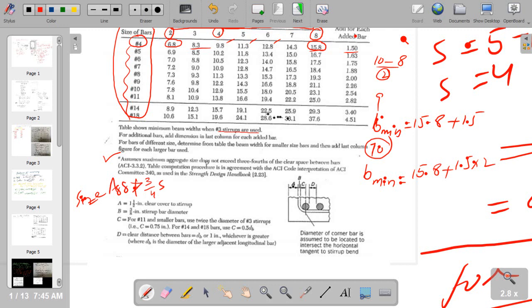Assume maximum aggregate size does not exceed 3/4 of the clear spacing. Similarly, you can see in this figure, and I have already discussed, A will be equal to 1.5 inch, B will be equal to 3/8 inch, and C for number 11 and smaller bars uses twice the diameter of number 3 bar, equal to 0.75 inches. For number 14 and number 18 bars, it equals 0.5 times the diameter of the bar.